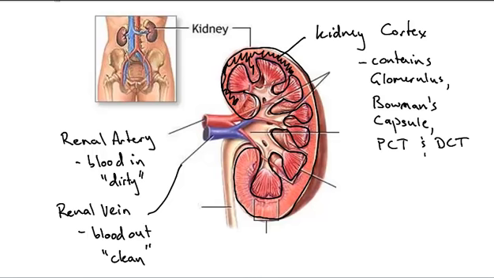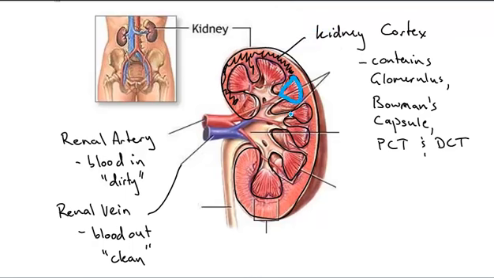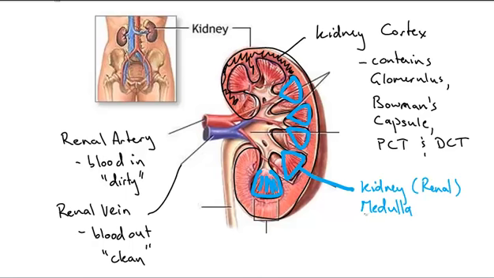Then you have these pyramid shapes. I'm going to change your color here to help draw attention to them. Let's go blue. You have these pyramid shapes that are in the middle, or more towards the middle. And they have very tidy, neat little lines. It's called striated appearance. And these are called the renal or kidney medulla. Medulla referring to middle. They're also nicknamed or composed of the renal pyramid because they're kind of pyramid-like in shape.